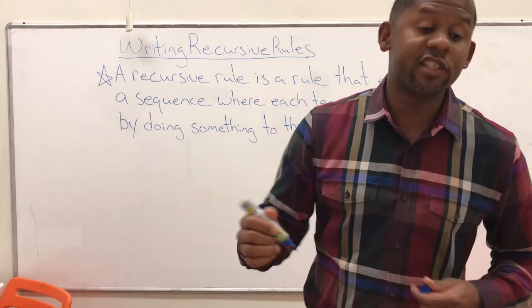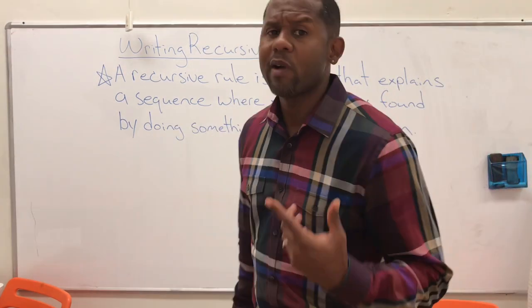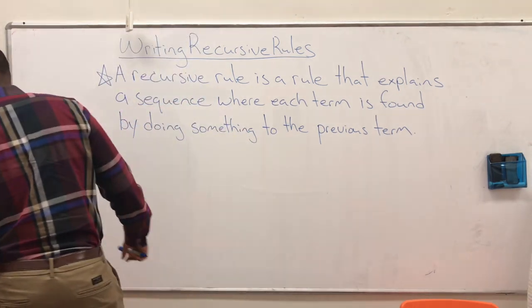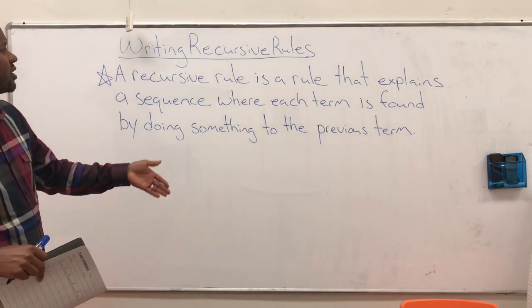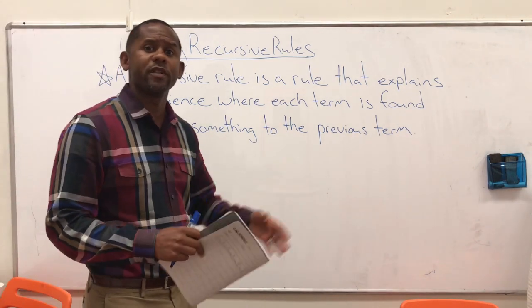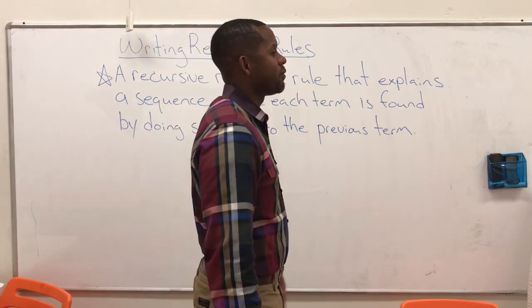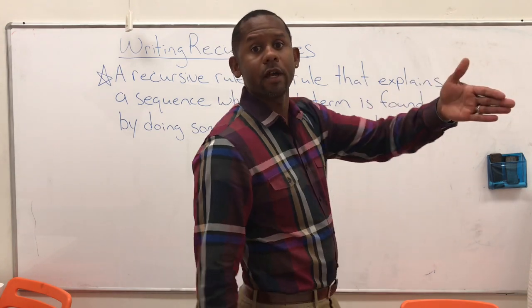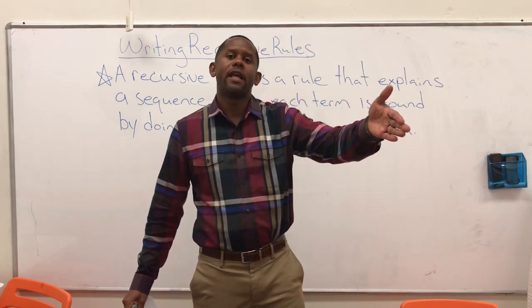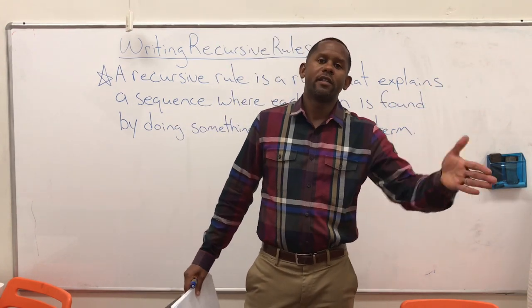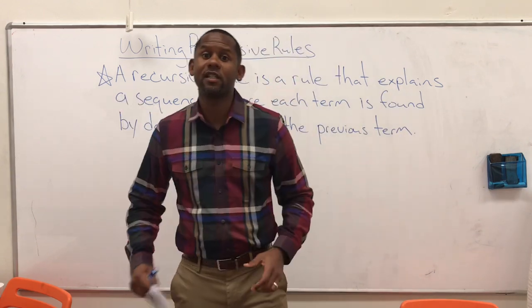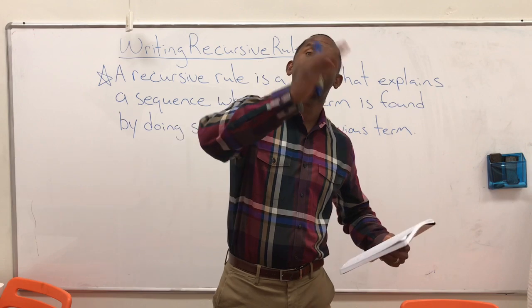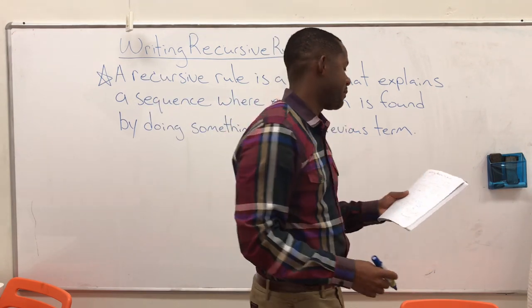Cool, you should have just did that because you're in Algebra 2 Honors and you're smart and you can figure that out. So, recursive rules are a rule that explains a sequence where each term is found by doing something to the previous term. So like if I have a recursive rule, like let's say my first number was 7, and I say the rule is plus 3, then the next term would be 10, plus 3, 13, plus 3, 16. That's a recursive rule because you always just do something to the term that came before it.